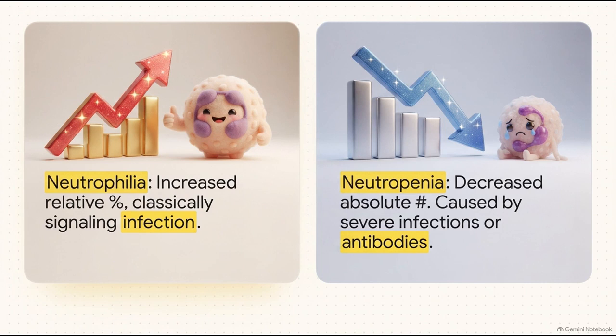You absolutely must strictly distinguish between these two terms. Neutrophilia is an increased relative percentage of neutrophils, classically signaling an active infection. Neutropenia, on the flip side, is a dangerous decreased absolute number. This can be caused by a severe bacterial infection that's actively depleting your neutrophil reserves, or viral infections, certain drugs, or even allo and autoantibodies destroying the cells.